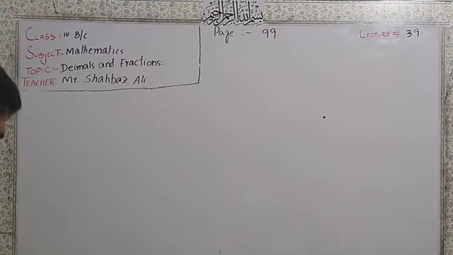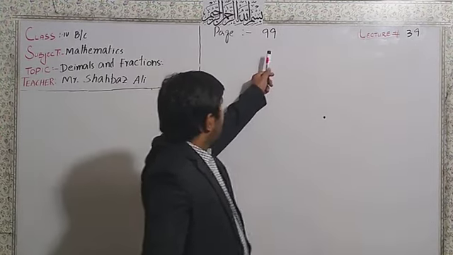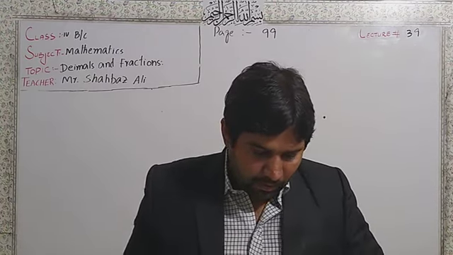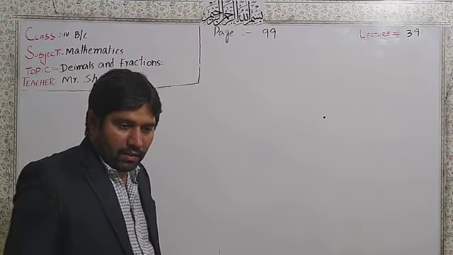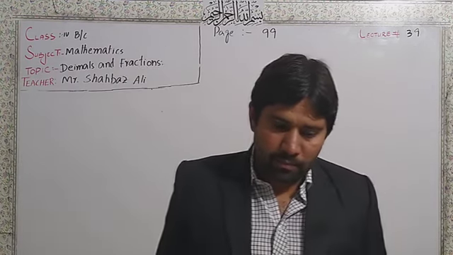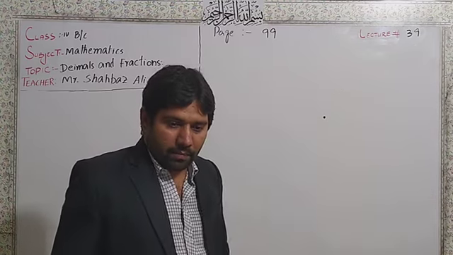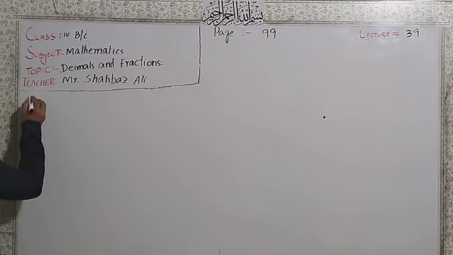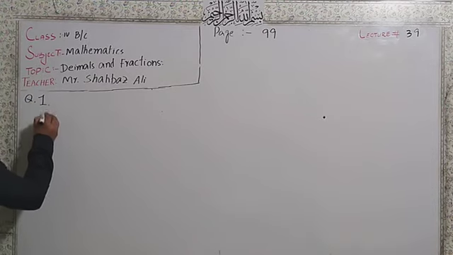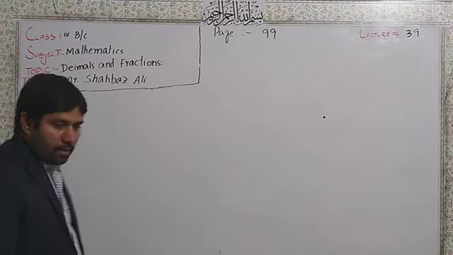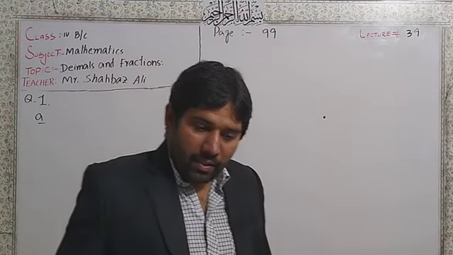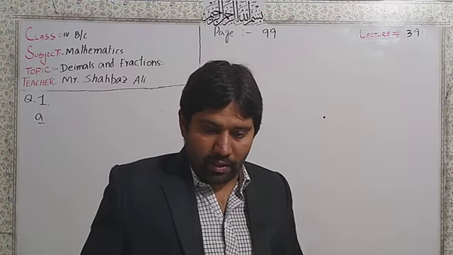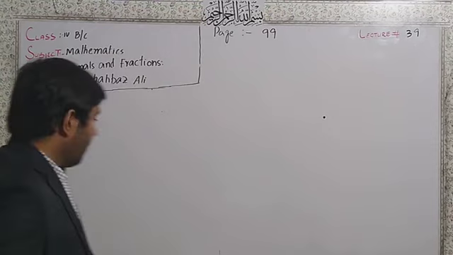Now come to page number 99, and this is your last page which is included in the scheme of study for second term. On page number 99 the topic is decimals and fractions. Question number 1, part A. Write these fractions as decimals by changing them into equivalent fractions with denominator 10 or 100.